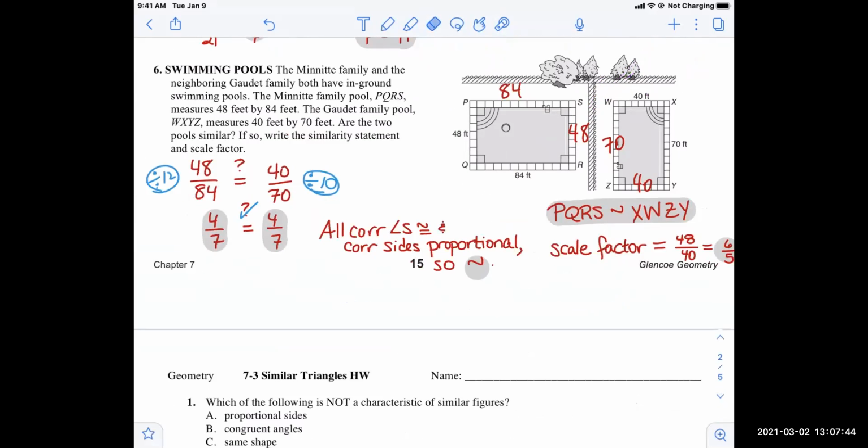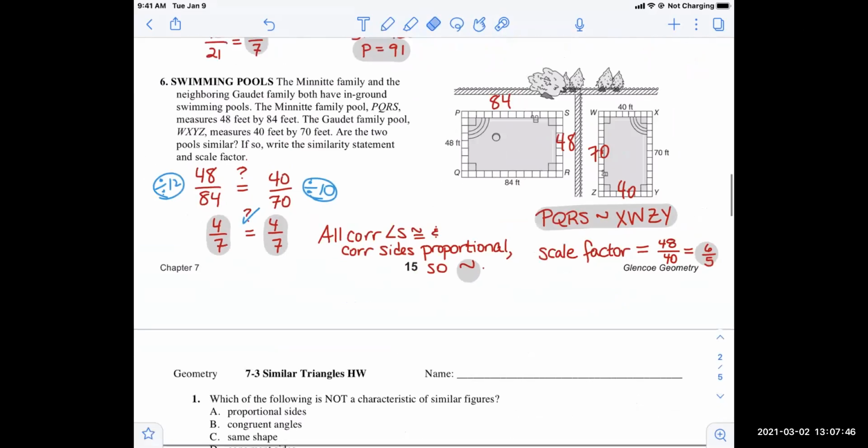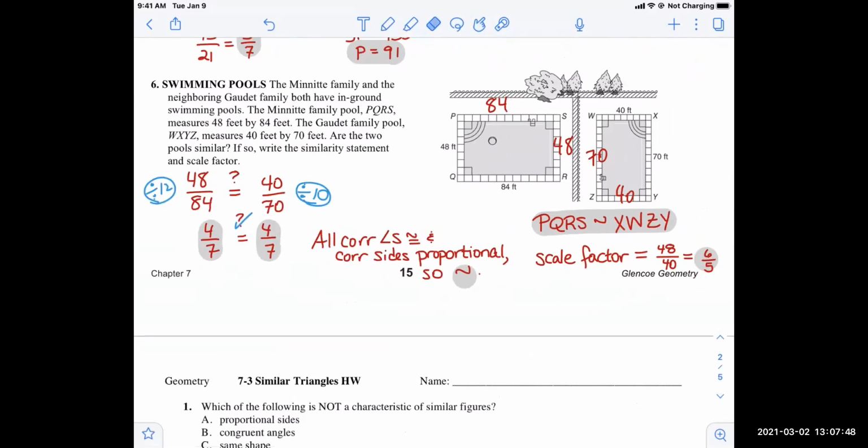Okay, so this one, they gave you the dimensions there. When you compare the ratio of these two sides and then compare the ratio of these two sides, they both are a 4:7 ratio. Now again, you could also do 84 to 70 and compare that to 48 over 40, sorry.